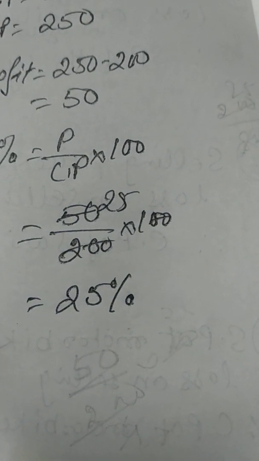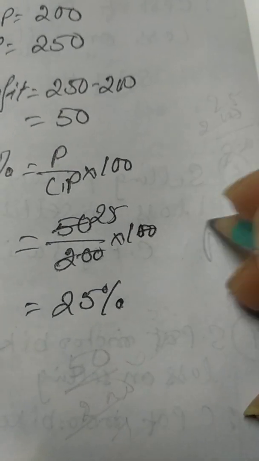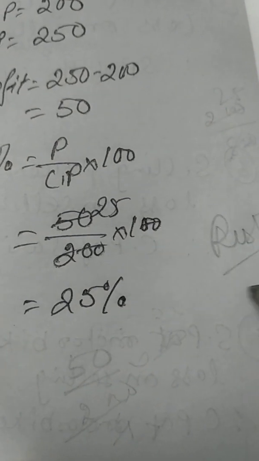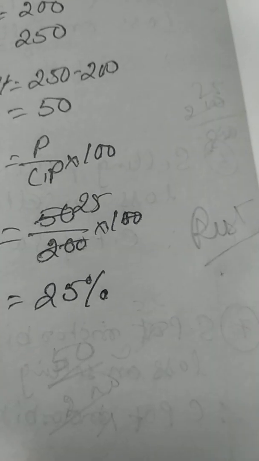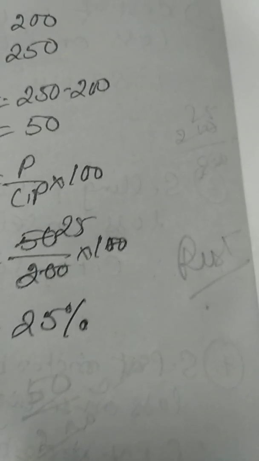I have shown you one profit, one loss. So the rest of the sums are your homework. If you are not able to do them, I will give you the next one. Okay, one more I am doing. That is C.